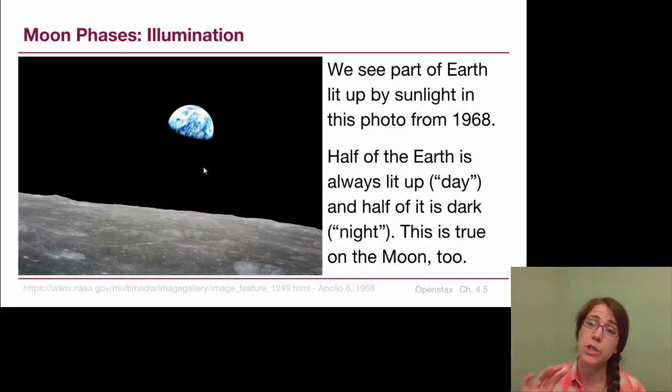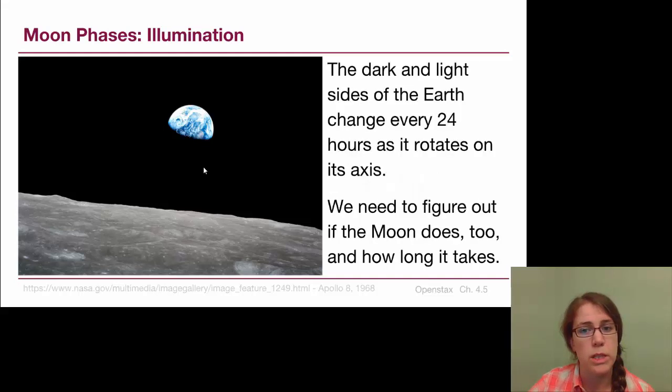But those halves keep shifting as the Earth rotates on its axis every 24 hours and moves through its orbit over time. The same thing is true on the moon as well. Half of the moon is dark and half of the moon is lit up. They're day side and night side if we were to live there. The question then becomes, is there one single side of the moon that is always lit up or always dark?